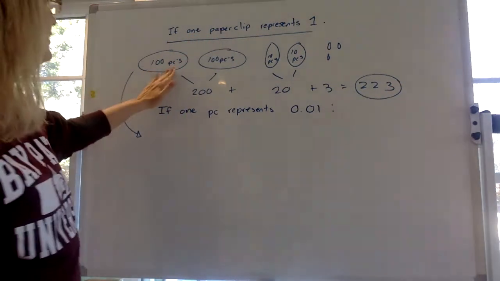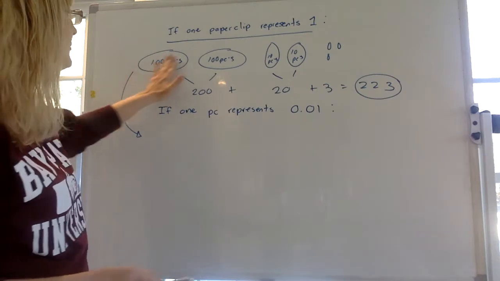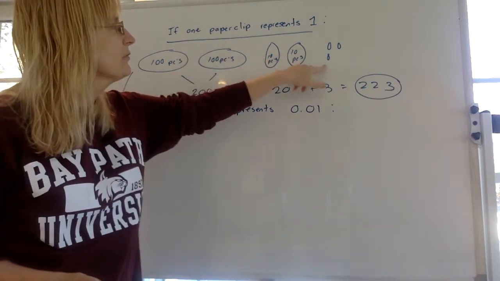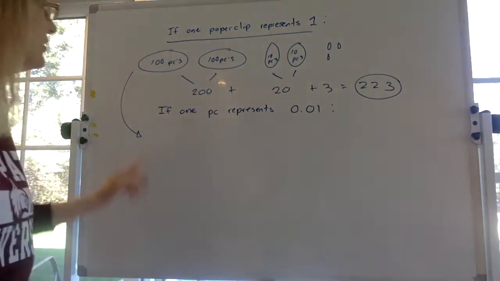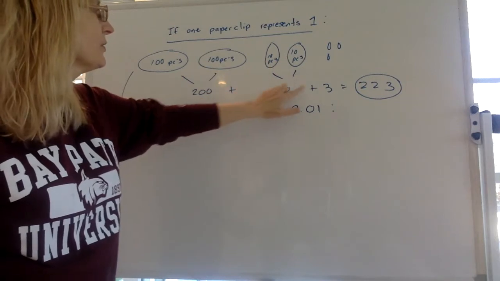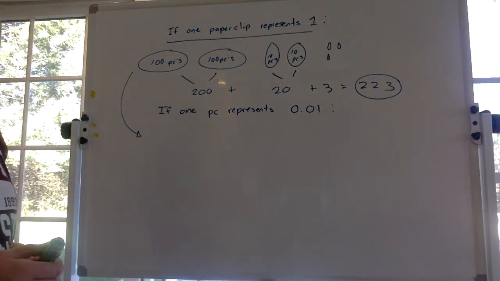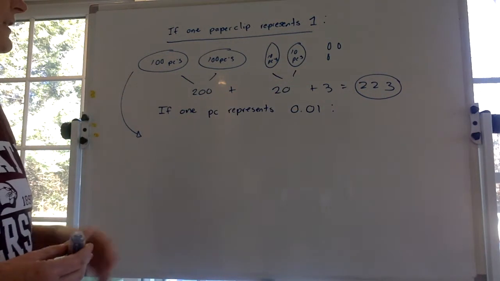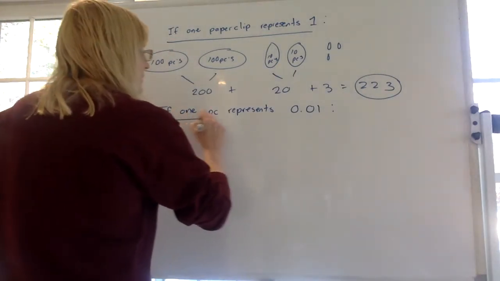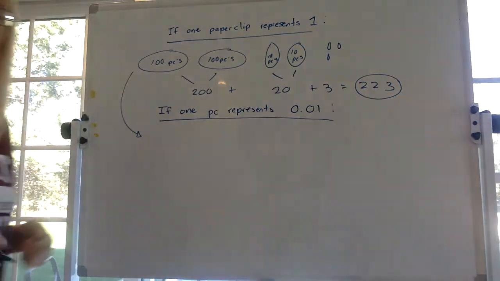Would you agree that if you had 100 paper clips, 100 paper clips, two groups of 10 paper clips, and then these are three single paper clips, that would represent two hundreds plus two tens is 20 plus 3 equals 223. But what if we let each paper clip represent 0.001?